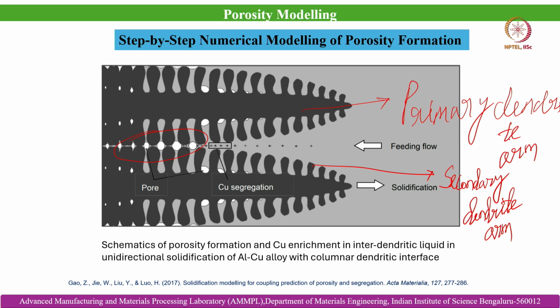Then you can see that there is a significant impact of the PDAS, the primary dendrite arm spacing. The spacing between the central lines of two primary dendrites is expressed as PDAS, and the spacing between two neighboring secondary dendrite arms is expressed as SDAS, secondary dendrite arm spacing. They have a bigger role in the evolution of the shape and size of these micropores over time in the course of solidification of the liquid melt.